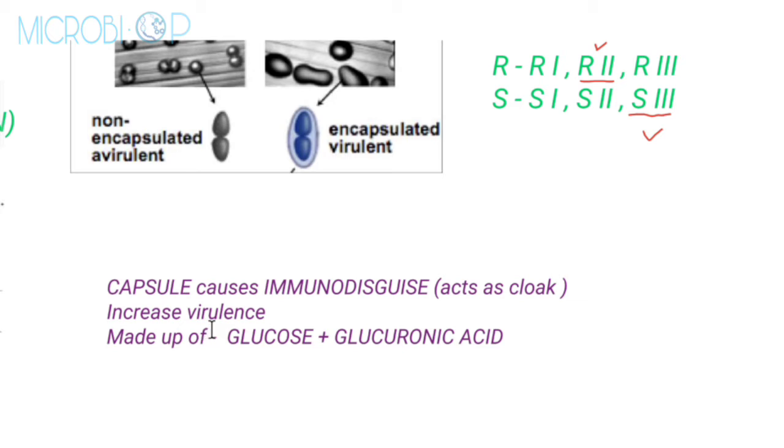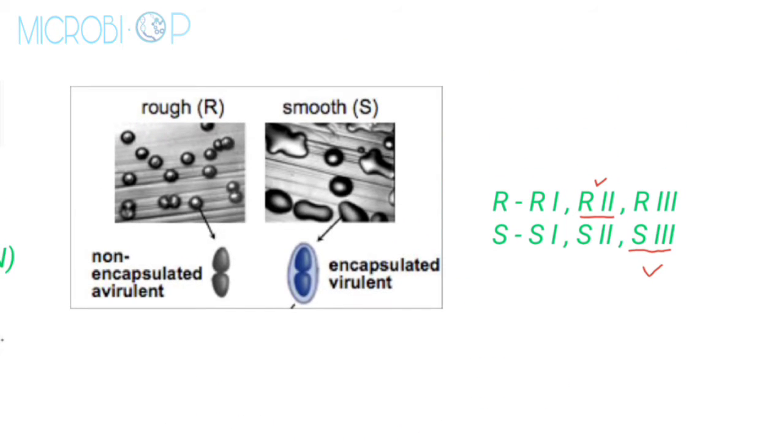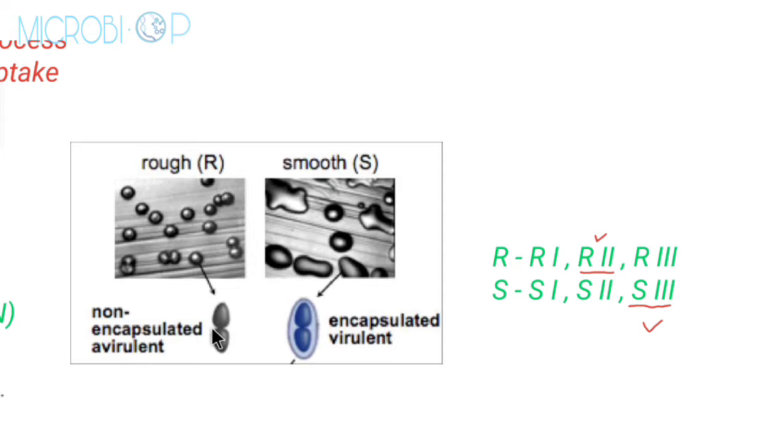Now the capsule is the most important thing here. It is the basis of differentiation between the rough and the smooth colonies produced by the streptococcus; it is the main factor. Diplococcus pneumoniae generally has two types of strains: one is rough colony producing, one is smooth colony producing. Why does it produce smooth colonies? Just because of the capsule. The capsulated Diplococcus produces smooth, glistening or shiny colonies due to the presence of polysaccharide.